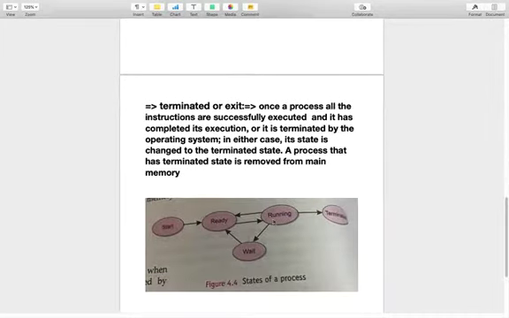Sometimes while a process is running, it waits for some resources. This situation is known as wait state. Then it moves to the ready state. If the resource is available, the ready state moves to the running state again. This situation comes when the process is waiting for other resources.